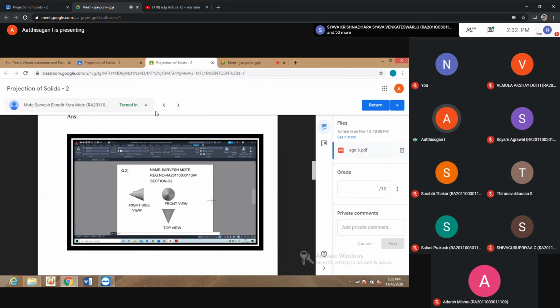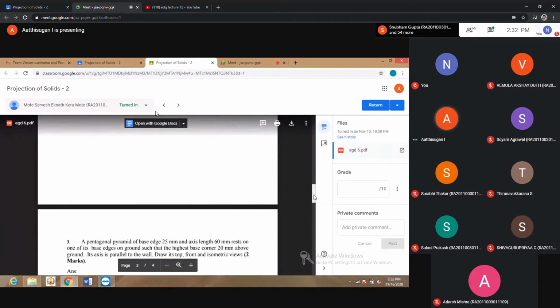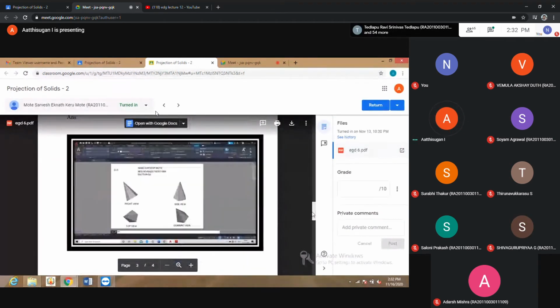So don't think in your head that it belongs to the front view. For the right side view, remember, you have to draw it on the left side of the front view. Like this. And for the left side view, you have to draw it on the right side of your front view here. Don't make a mistake. This is correct. Like this you have to draw the right side view.